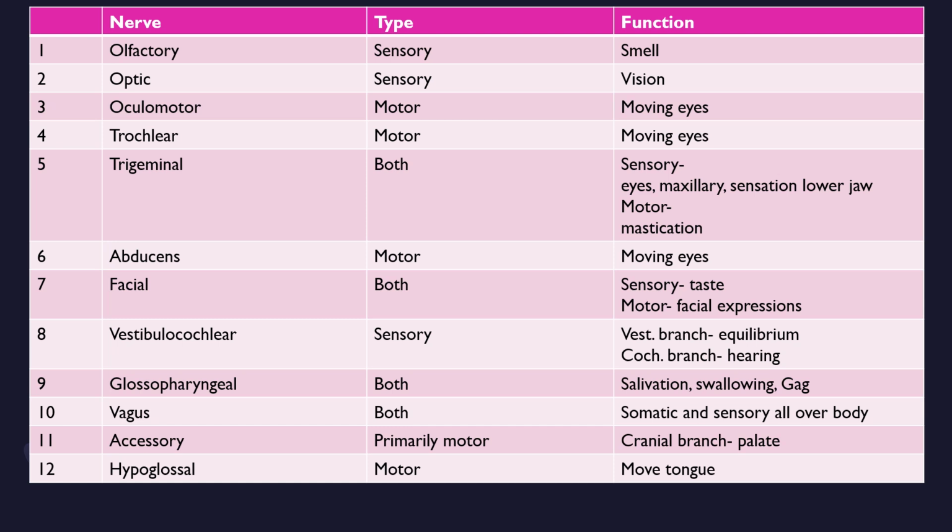Here you will use the mnemonic to memorize both the names of the 12 cranial nerves in order, as well as the function, whether sensory, motor, or both.